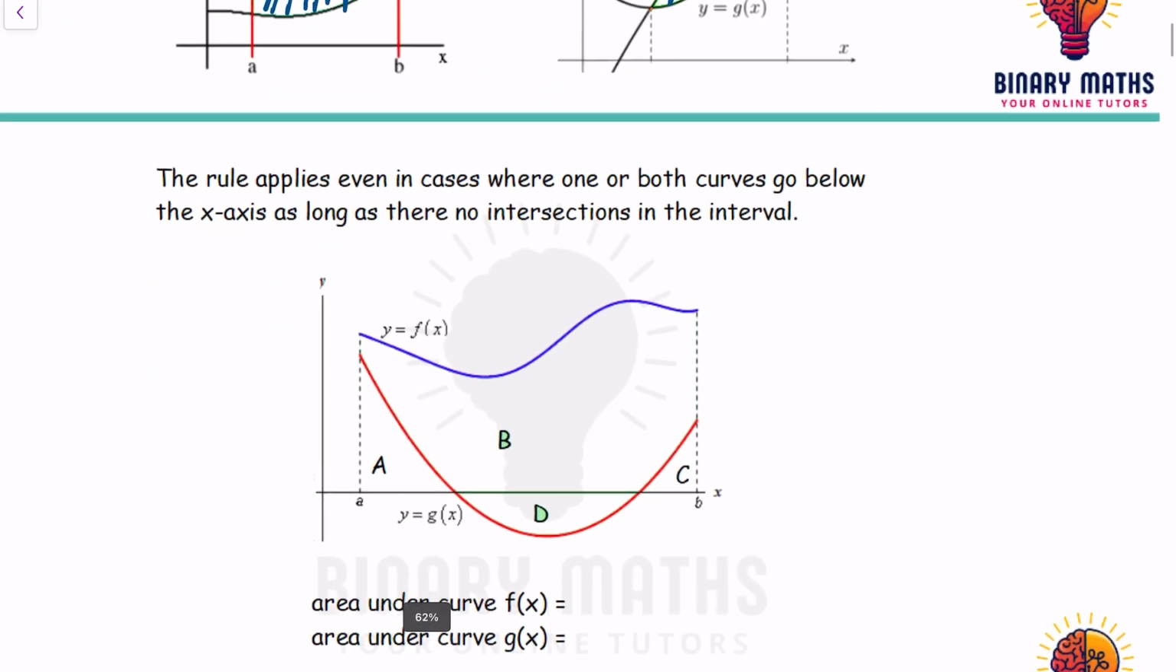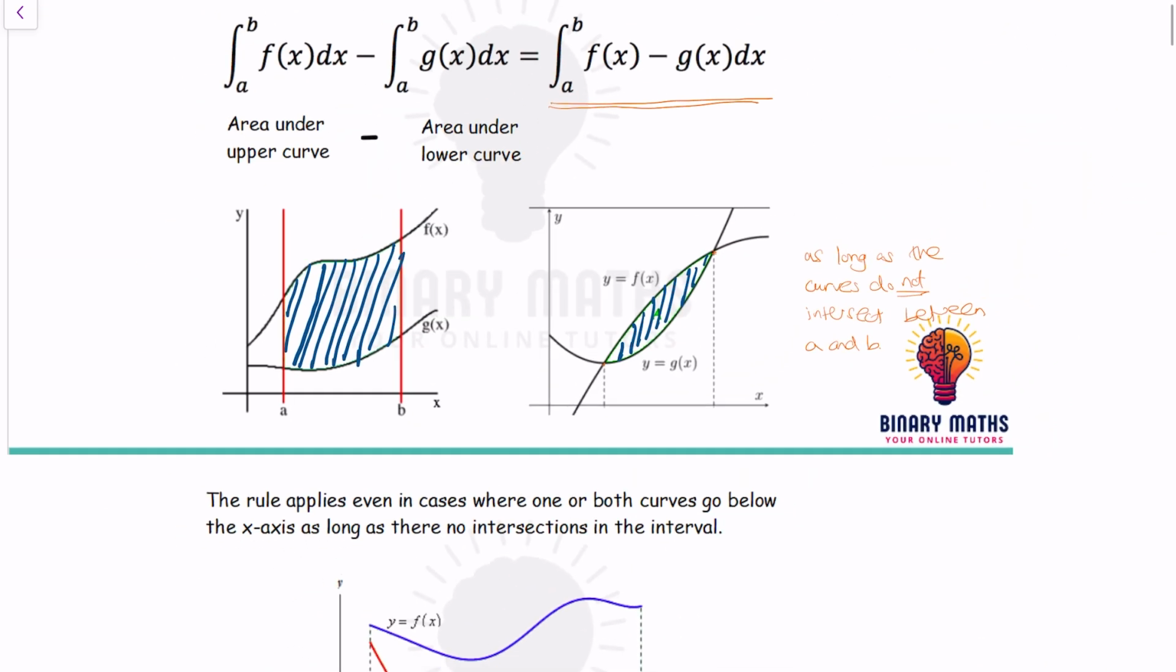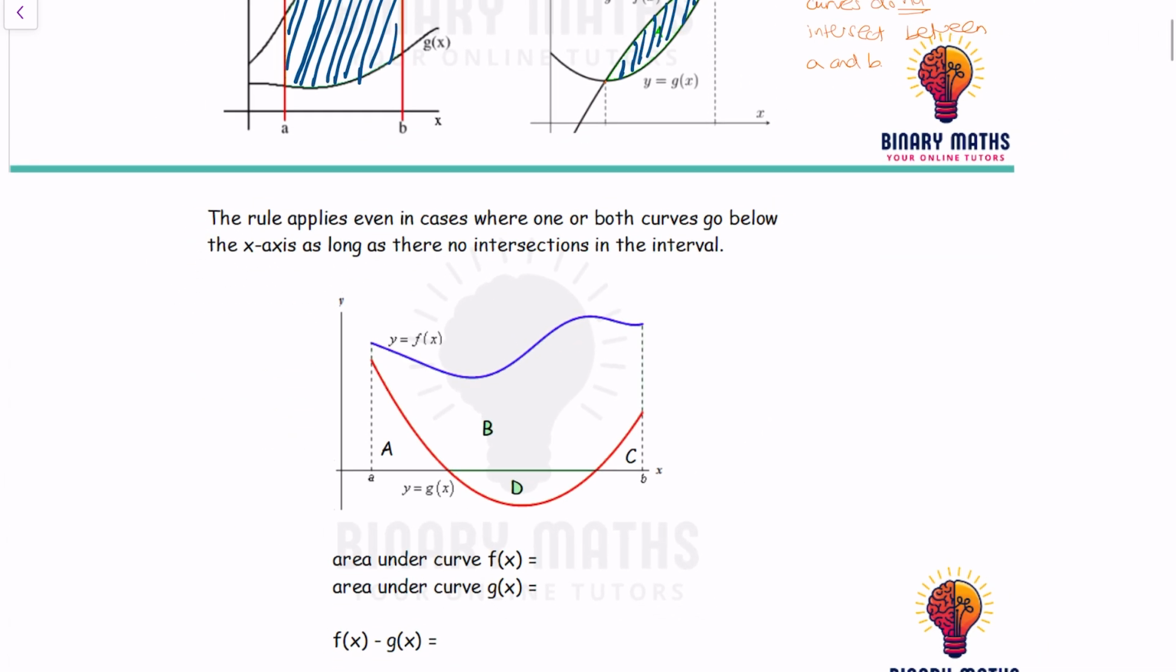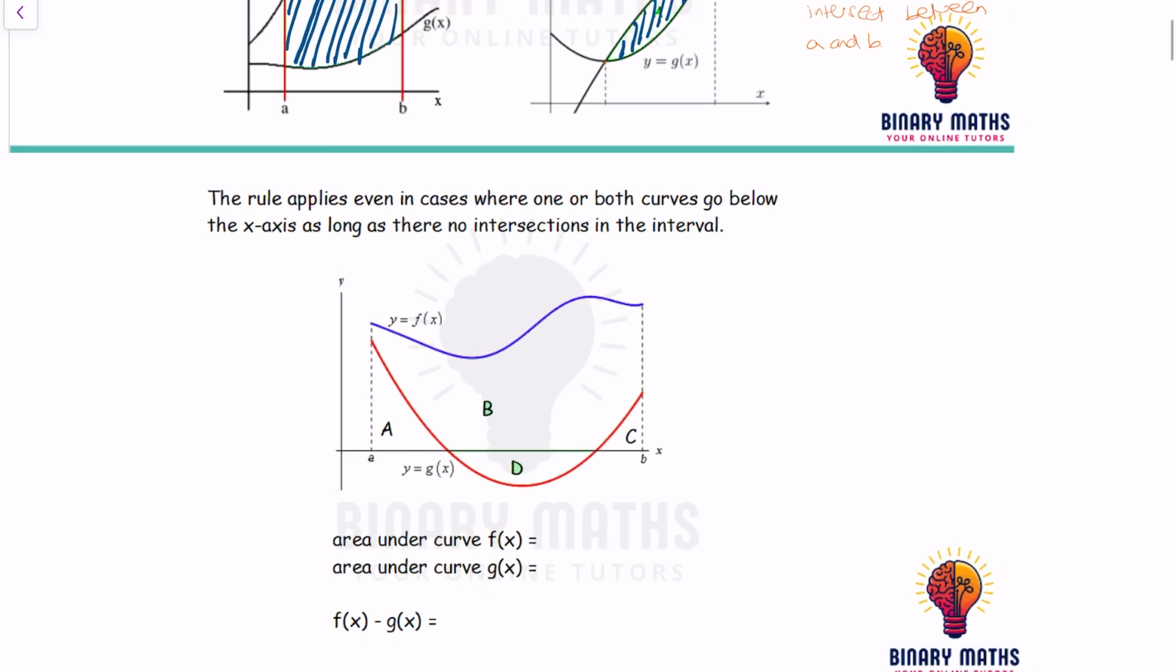Okay, so let's look at this. Obviously in these two cases, the curves were above the x-axis. So does the rule work when one of the curves goes below? So let's look at this case. If we want to try and find out the area in between, which is this, between the two curves, then you can see the area between the two curves.